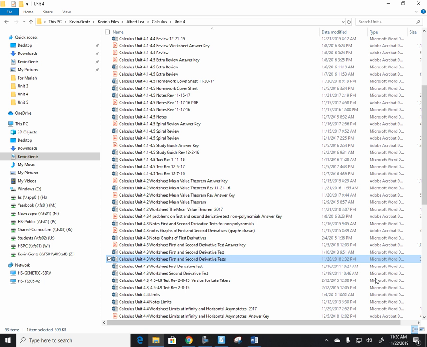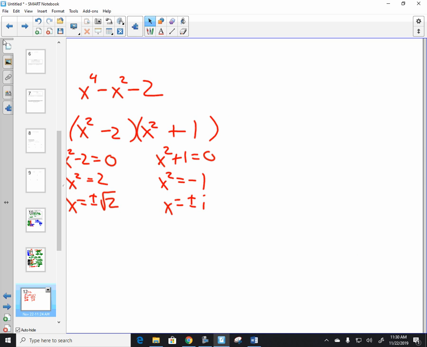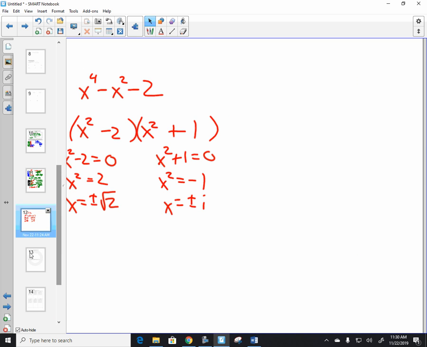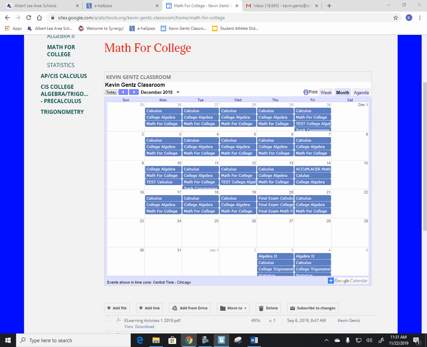All right, flip back to your notes. So we're going to write an equation for a polynomial of degree 3. So we're going to flip it around. Instead of finding the solutions, now you're given the solutions, and you're going to come up with a polynomial. And actually, this is a lot easier than what we just did. I'll show you.